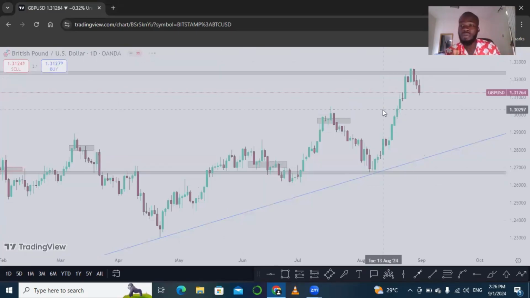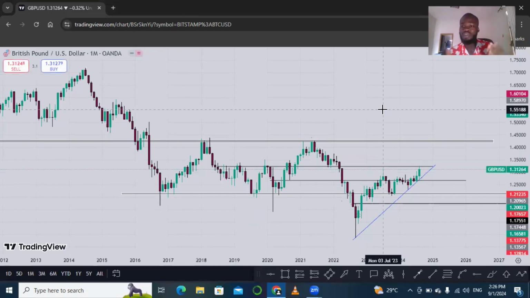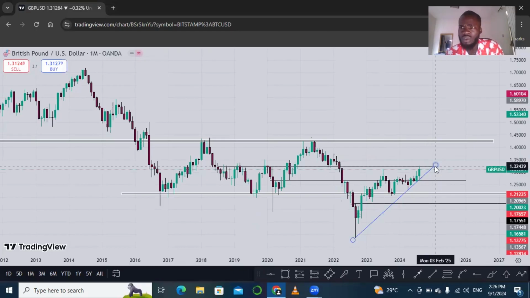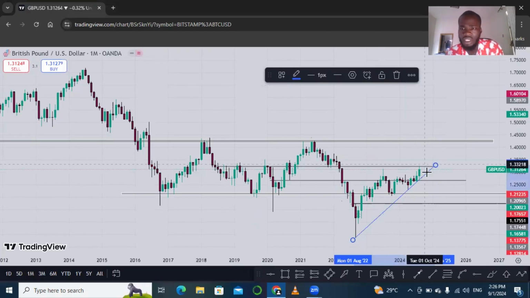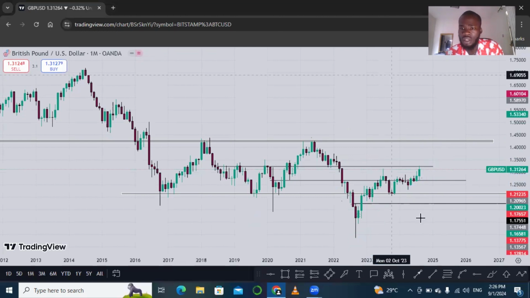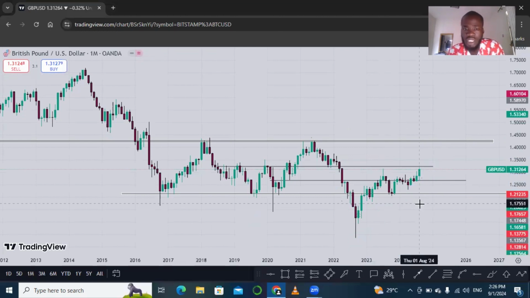I use the monthly time frame for my overall trend of my markets. Then I use my weekly time frame for my current trend. Then I use the daily time frame for my entries. So now, going over to the monthly time frame, let me delete all these things so that my charts will be clean and nice and sweet.